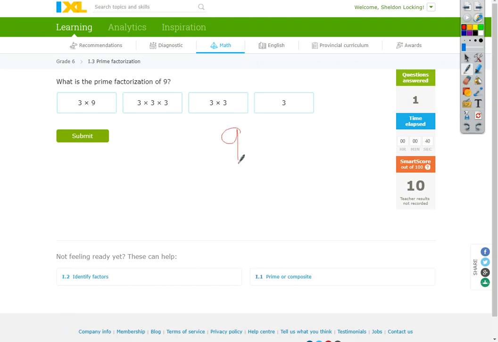Next. What is the prime factorization of 9? Okay, 9 is a composite number, which is 3 times 3. 3 times 3 is 9. That's an easy one. Boom. Nice.